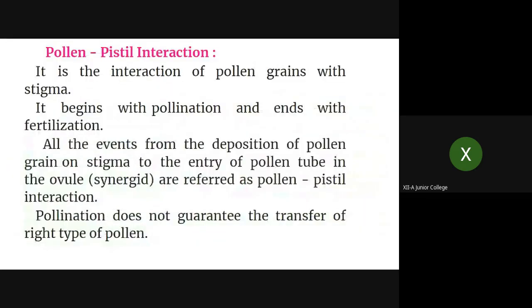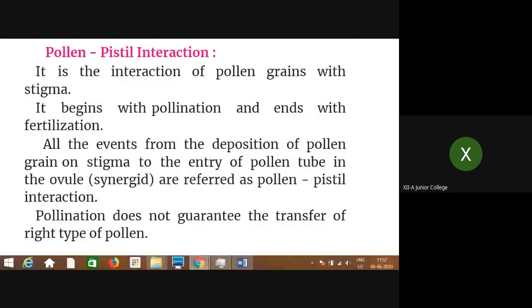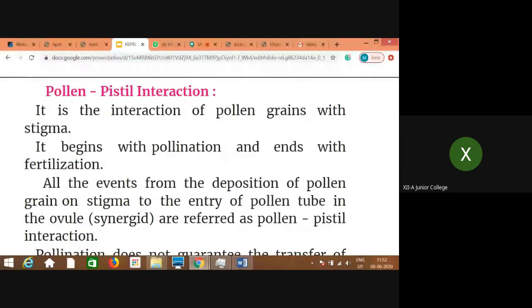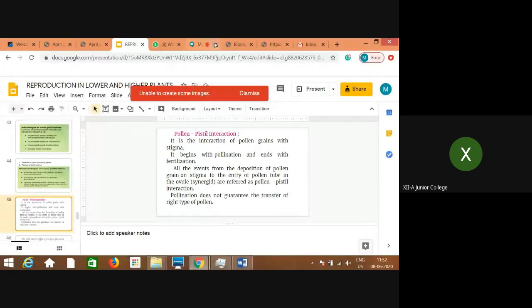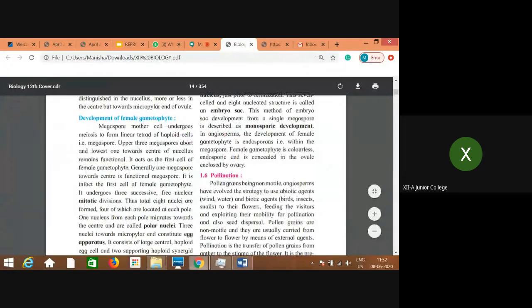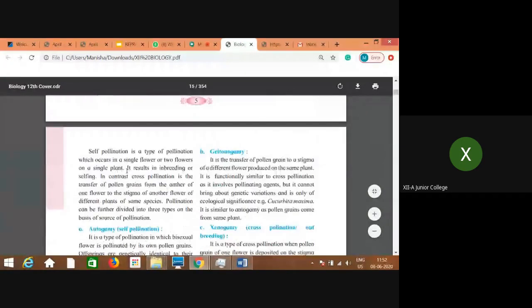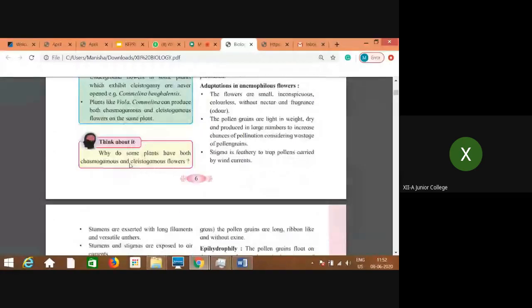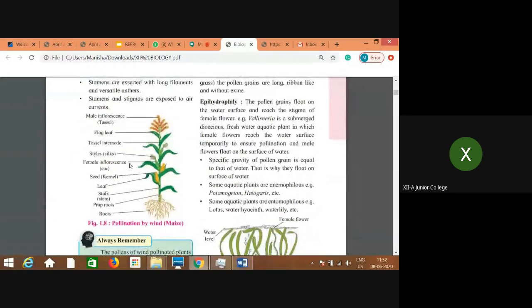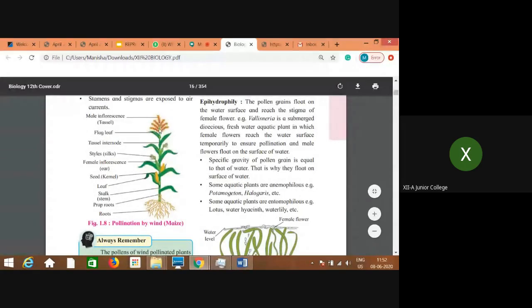Now we will not come to pollen pistil interaction yet. We will come to that part later. I will go to this textbook for a moment, where I just want to show you these two diagrams of wind pollination. I just wanted to show you the diagram of the maize plant.